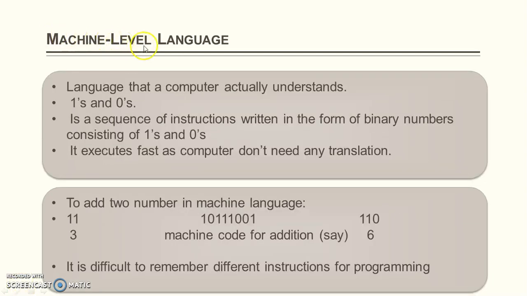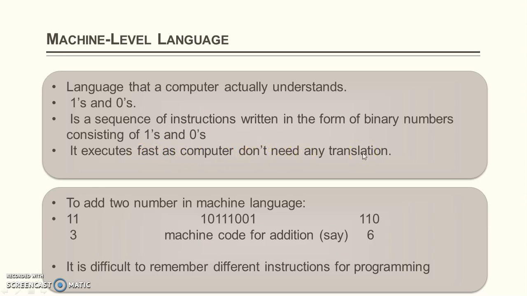There are two types of low level language. First is the machine level language and another is the assembly language. First we will discuss the machine level language, a language that a computer actually understands. That means the collection of 0 and 1. So machine level language is a sequence of instructions written in the form of binary numbers that consist of ones and zeros. It executes fast as a computer doesn't need any translation.